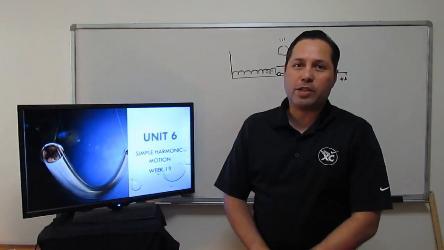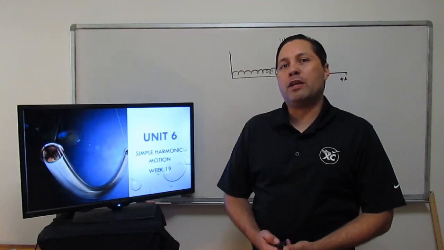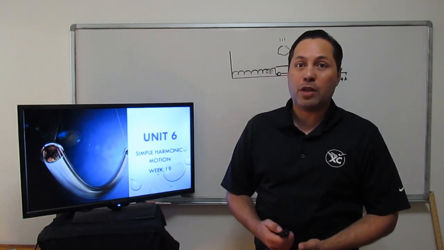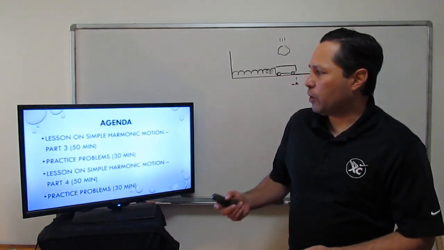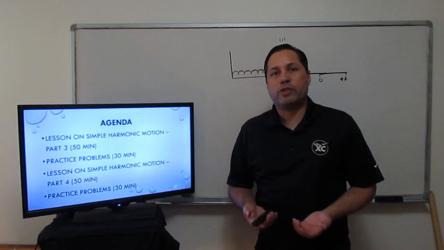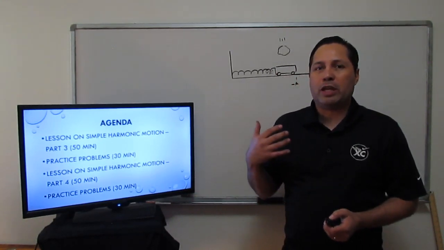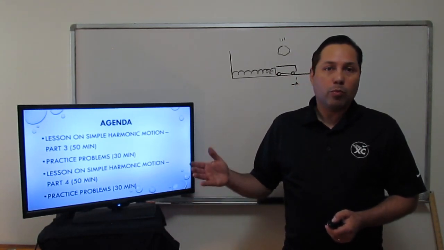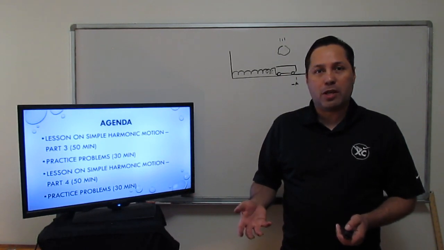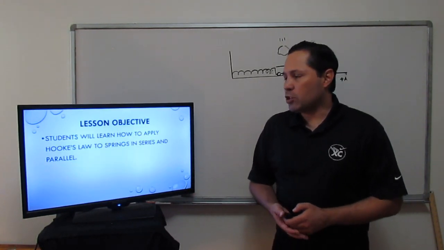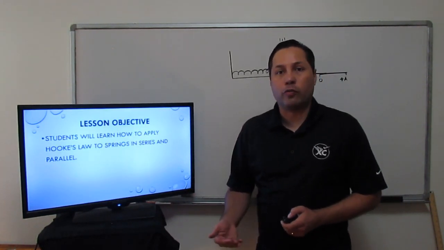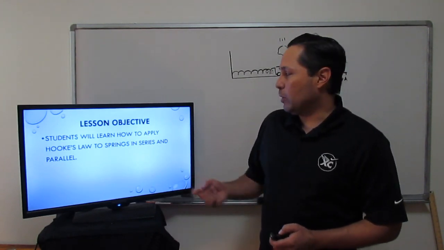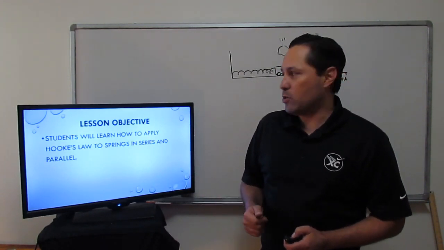Hi, this is week 19 of AP Physics, and we'll be wrapping up Unit 6, which deals with simple harmonic motion. For our agenda, we'll be working with parts 3 and 4 of simple harmonic motion, which means we're going to be looking at problems on the movement of a pendulum or a cart attached to a spring. For our lesson objective, we'll still be using Hooke's law to solve these problems, and we'll also be looking at springs as well as pendulums.